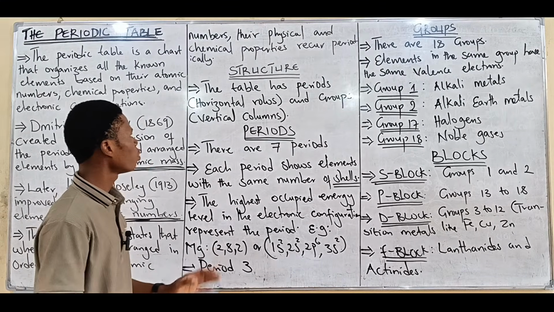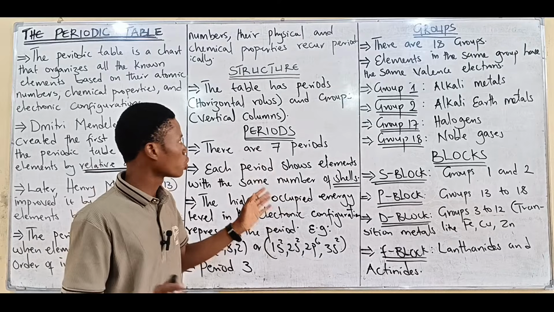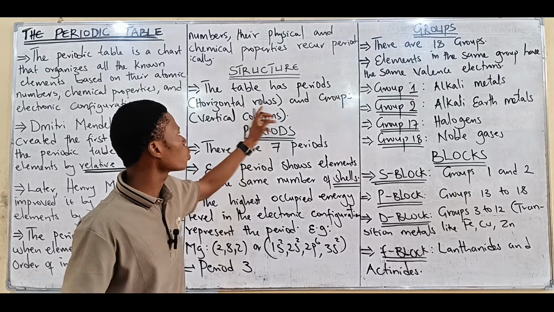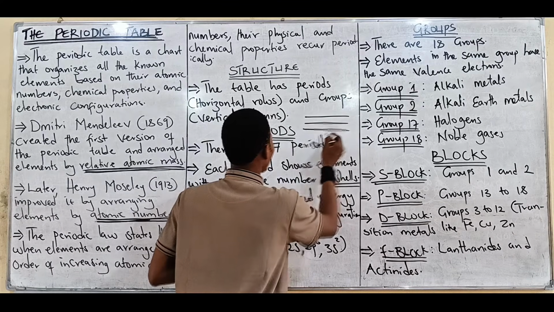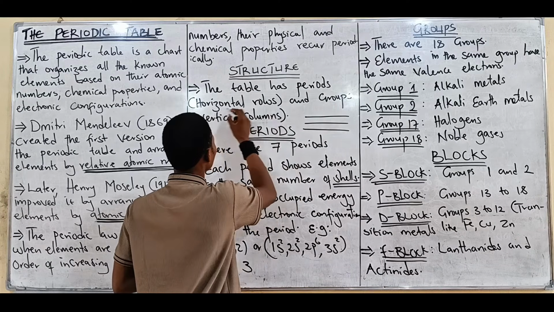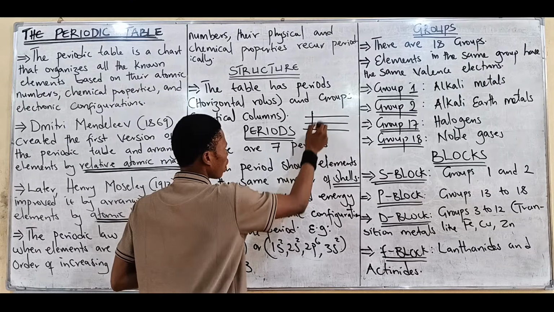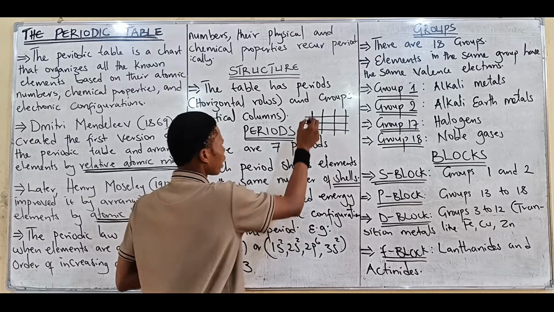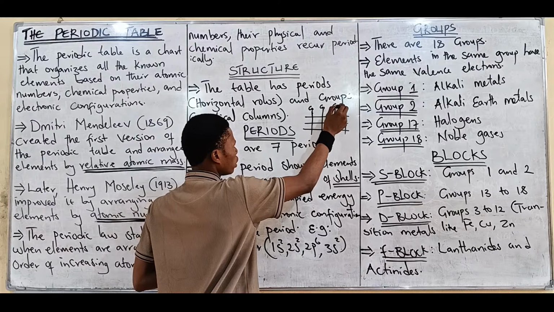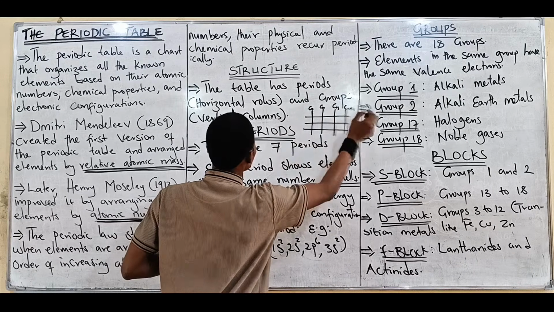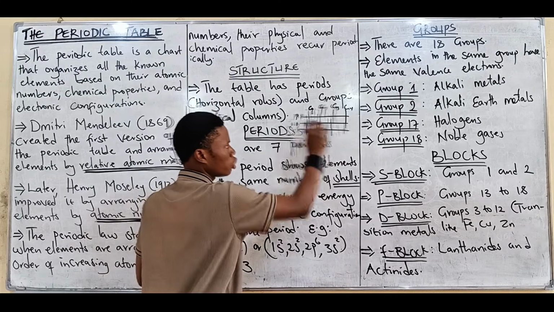Now let's look at the structure of the periodic table. The periodic table has periods and groups. The periods are horizontal rows like this, and the groups are vertical columns. So if groups are vertical columns, then this can be group 1, group 2, group 3, group 4, for example. While the horizontal rows represent our periods. So we can have period 1 here, period 2, period 3, just like that.